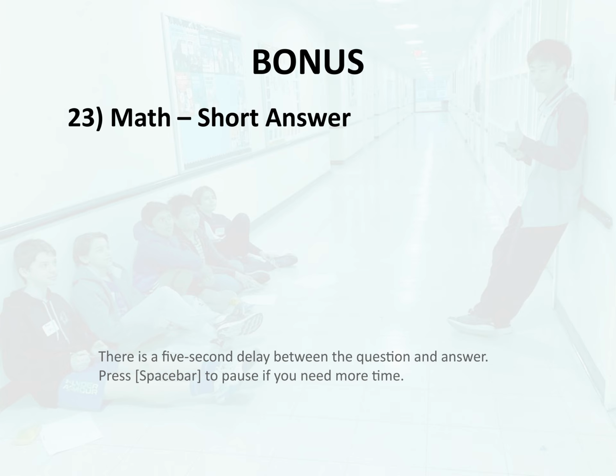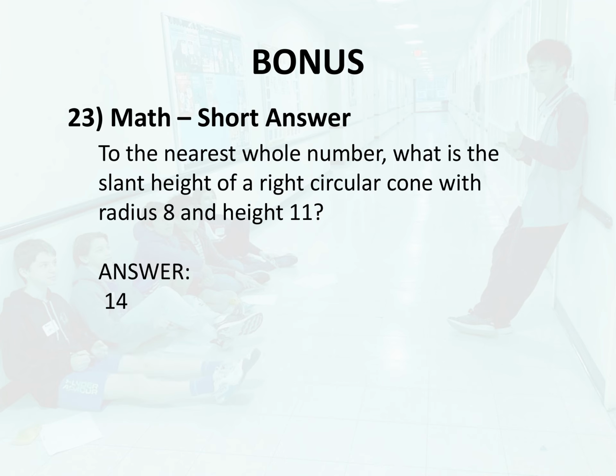Bonus 23. Math, short answer. To the nearest whole number, what is the slant height of a right circular cone with radius 8 and height 11? Answer: 14.